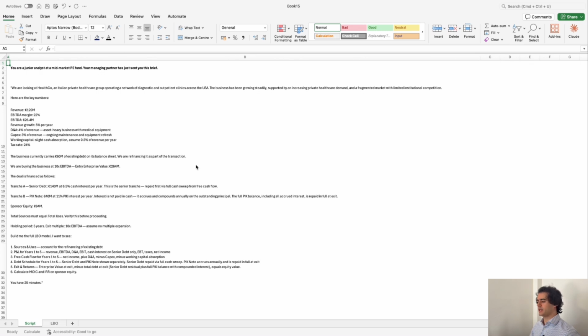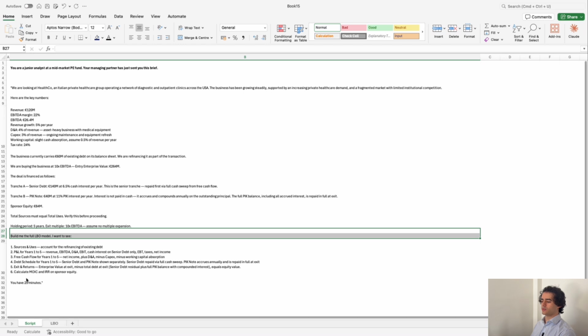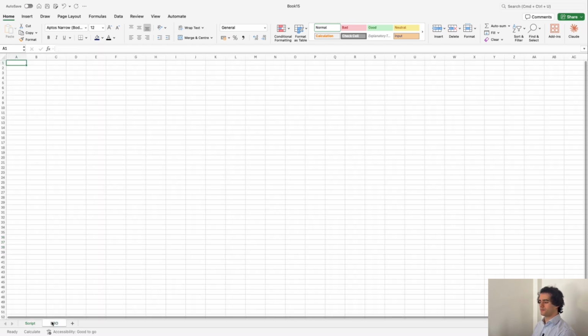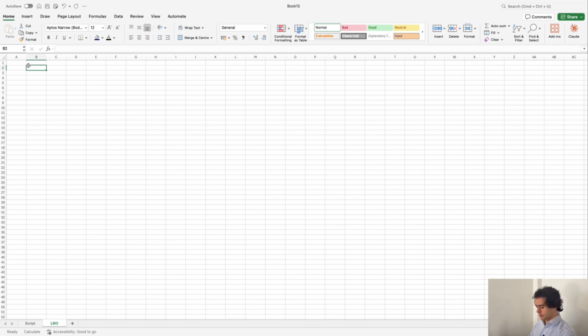Total sources must equal total uses. So let's verify it before proceeding. Holding period 5 years, exit multiple 10x EBITDA, no multiple expansion. And so we want to build a full LBO model. We want to calculate the returns, so MOIC and IRR. So let's start.